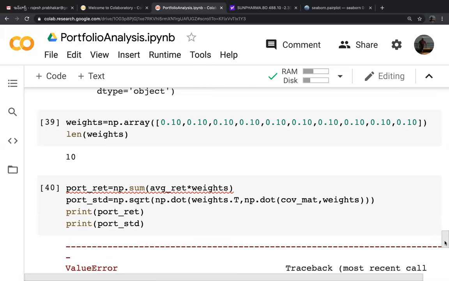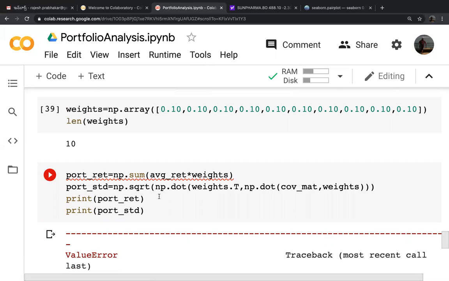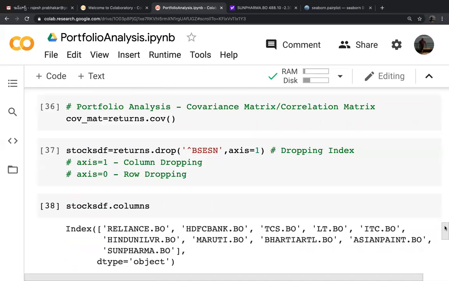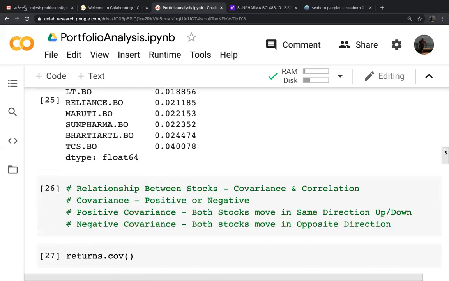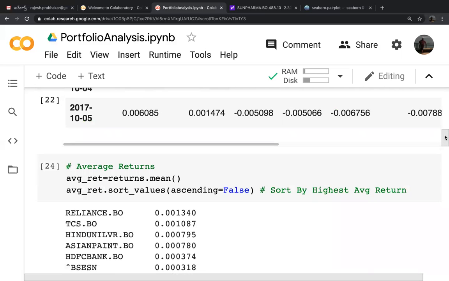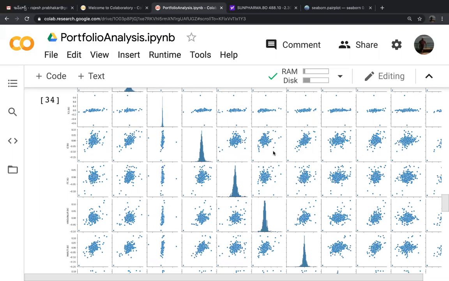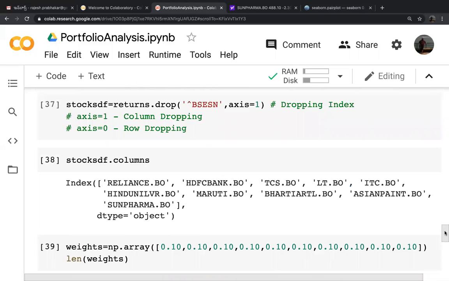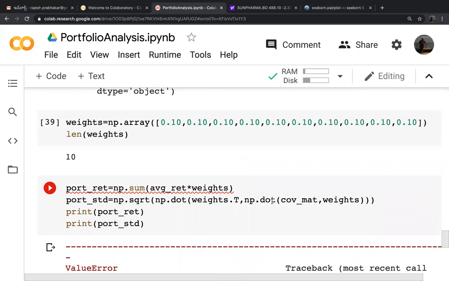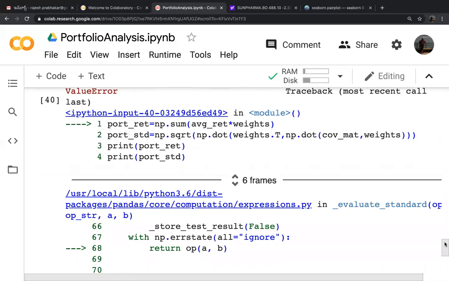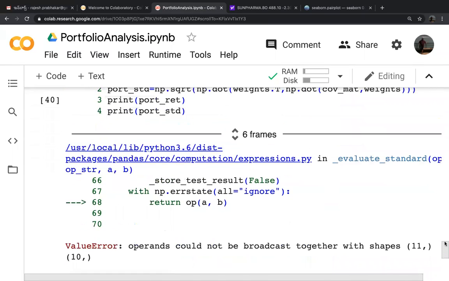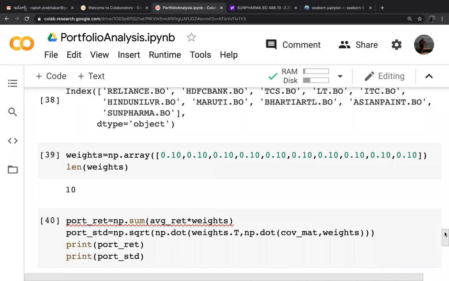Okay, where is the error? We have given average return only, right? We have to remove the average return, we will have 11, no? That is the error we are getting.